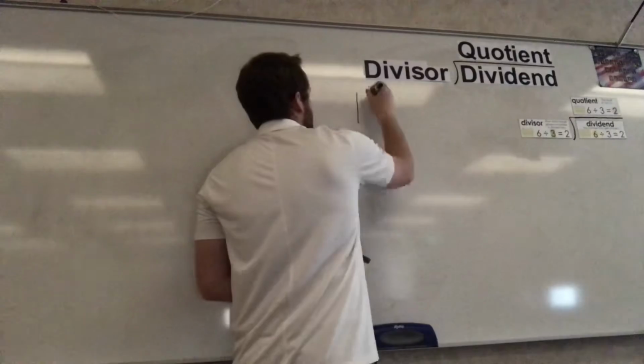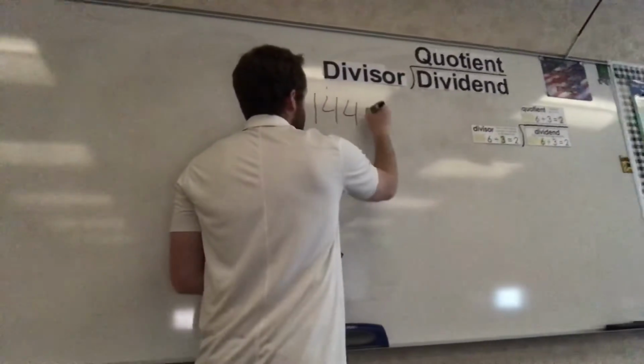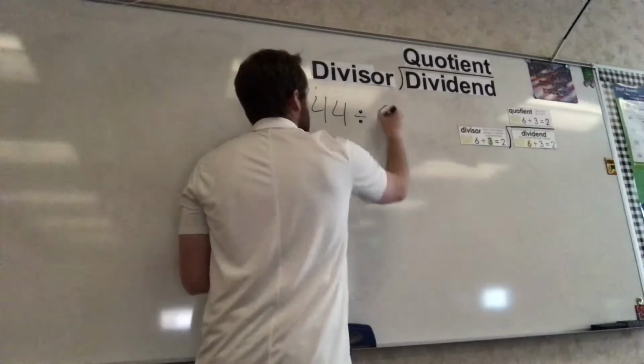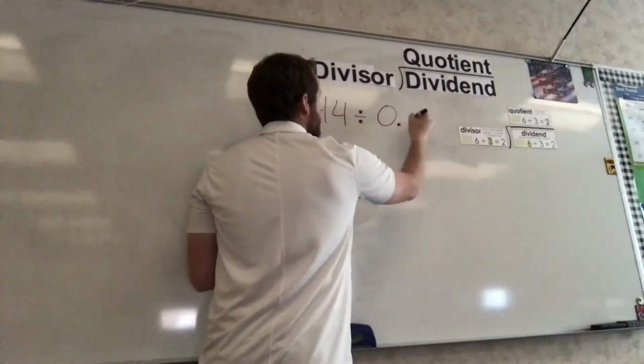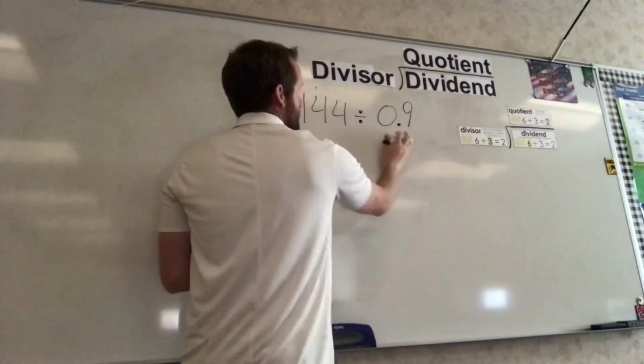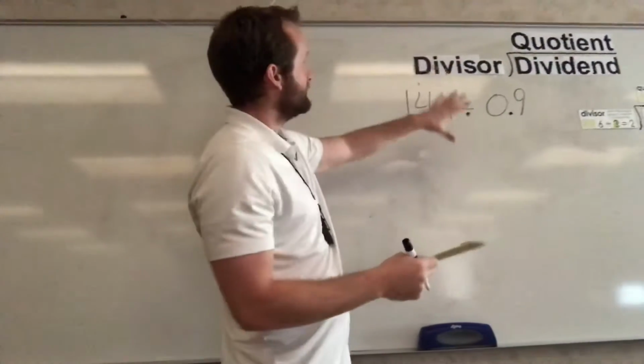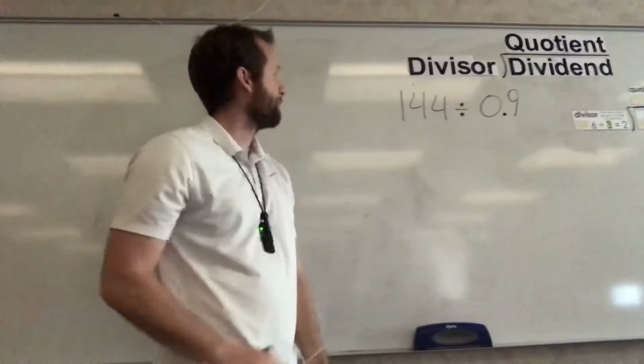144 divided by 0.9. Notice again that the divisor has a decimal. So go ahead and take a minute, pause the video, and write this in your division bracket.